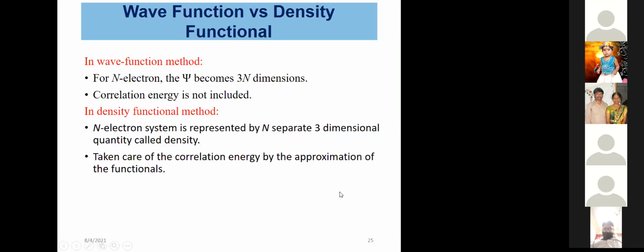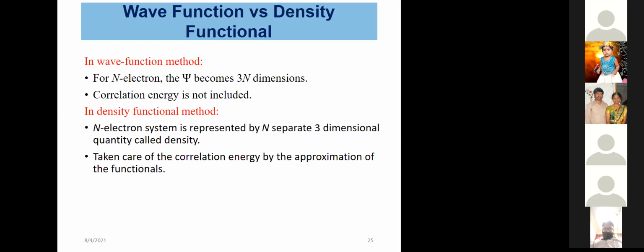So the basic difference between the wave function method and the density functional method is, for an n electron system, our wave function will become 3n dimensional, because for each electron we will have 3 coordinates for its position, x1, y1, z1, that is r. So for our n electron system, it will be a 3n dimensional problem. And the correlation energy is not included in the Hartree or Hartree-Fock method.